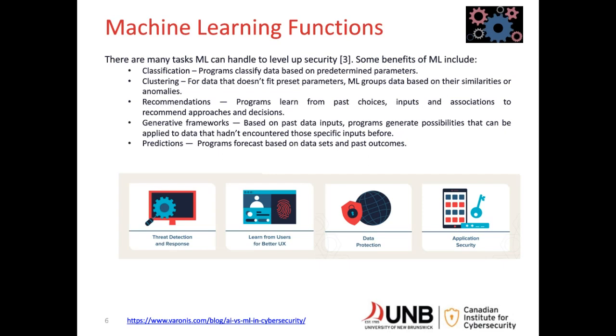However, there are many tasks that machine learning approaches can handle to level up security, such as classification, which means classifying the security data based on predetermined parameters or classes. Clustering, for data that doesn't fit present parameters, where ML groups data based on their similarities or anomalies. Recommendations, which means learning from past decision inputs and feedback to recommend new approaches or decisions. Generative frameworks, to generate possibilities that can be applied to data based on past data input. And prediction, to predict the future based on the data set and previous knowledge.